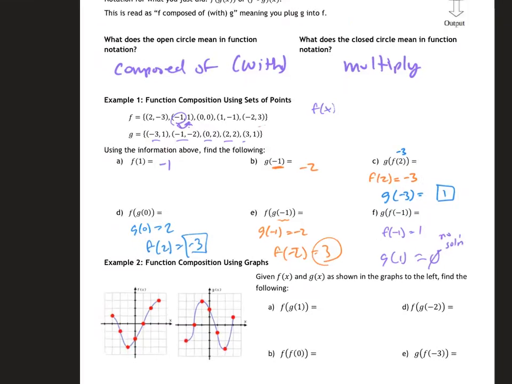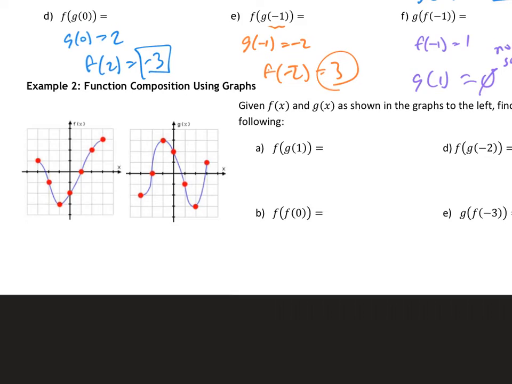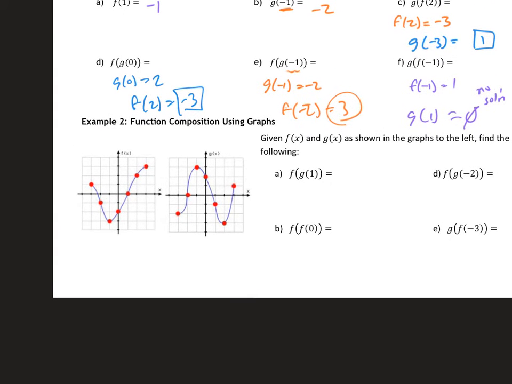Cool? All right, now let's look at it using a graph. We're going to do the same thing. So here, I want to work my way inside out. So g of 1, when this is my g graph. So when x is 1 on g, my y value is -1. So we come over here, f of -1 now. I come over here, my f graph, -1 is -3. And that's my answer there.